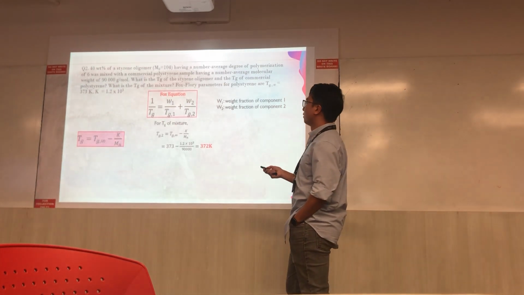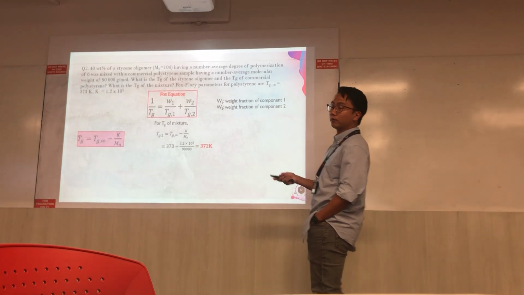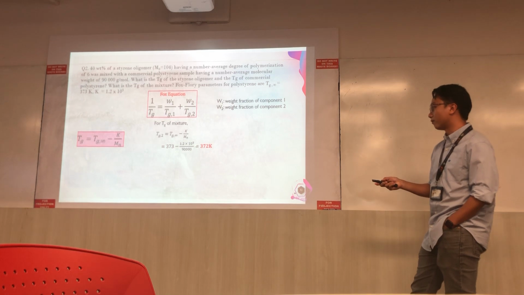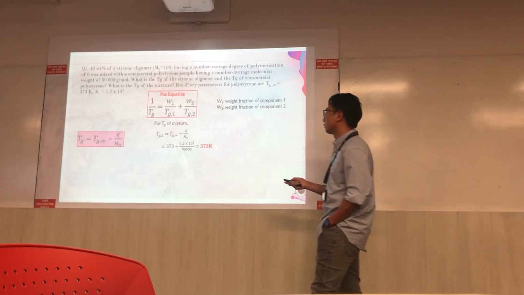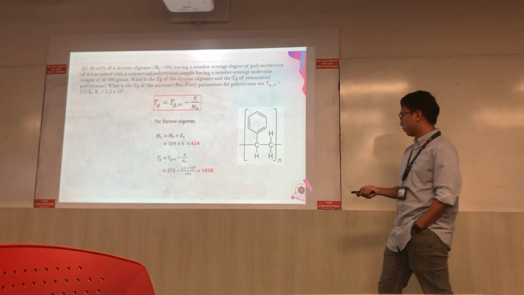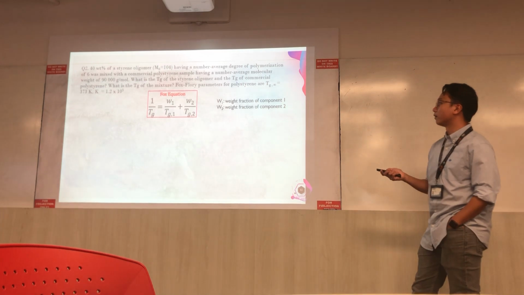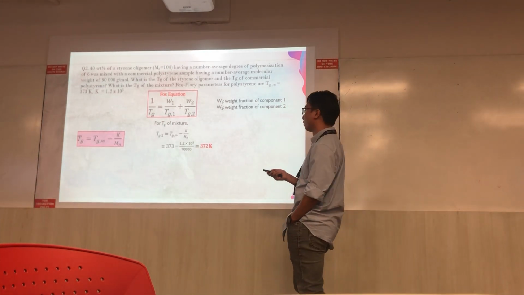How do we do that? First, we have found Tg1, the first component, in the previous part. To find the Tg of the second one is the same thing. All the numbers are given to you. Just plug everything inside, you get 372. Now you have Tg1 to be 181, and Tg2 to be 372. So what is the Tg of the overall mixture?